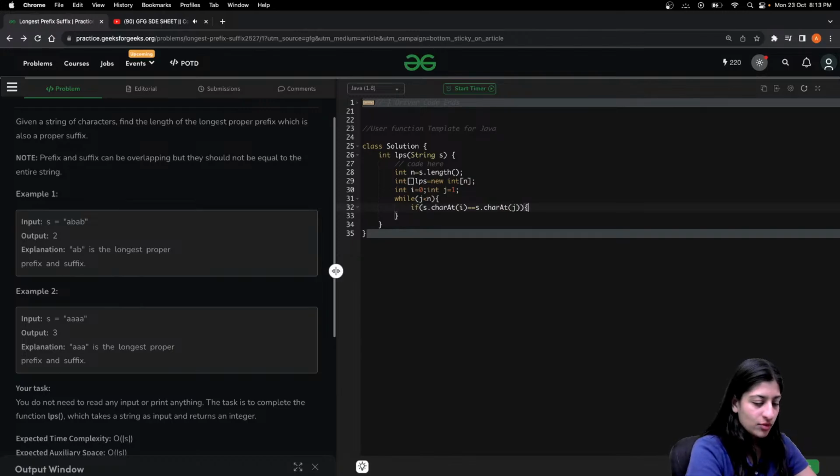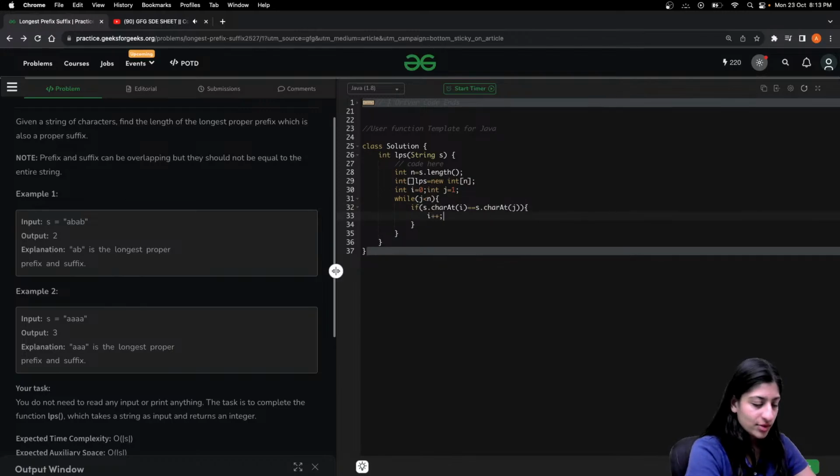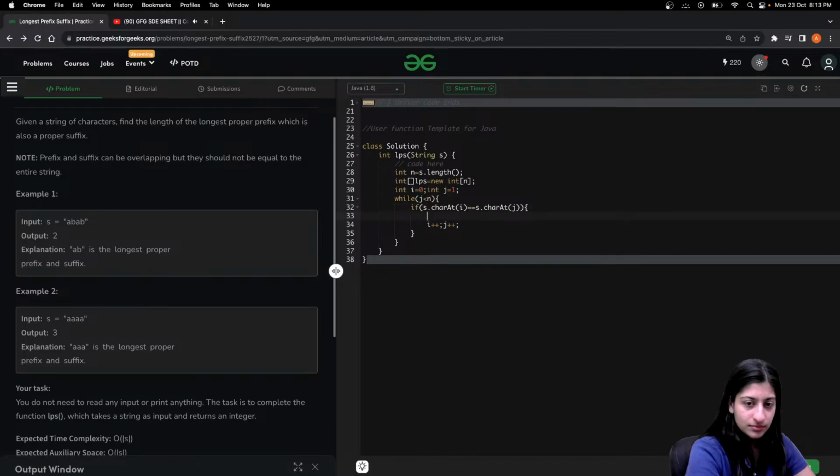If they both are equal, what do you do? You move I as well as j, and before doing that, you store in LPS: your LPS of j is equal to I plus 1. We are doing it for the suffix part, correct?